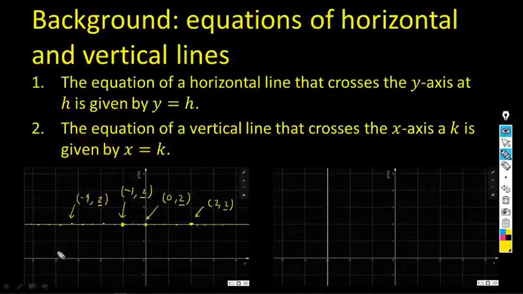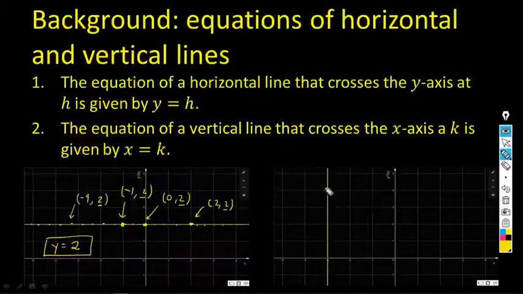We say that this horizontal line is described by the equation y equals 2, because that's the place at which it cuts the y-axis, and all of the points that form this horizontal line have y equals 2 as their y coordinate. So this, guys, is the equation for this horizontal line.